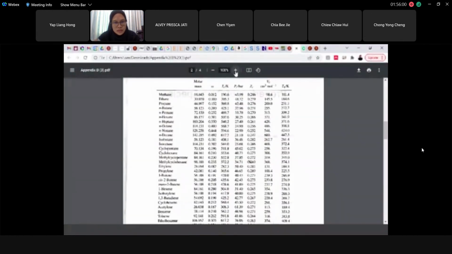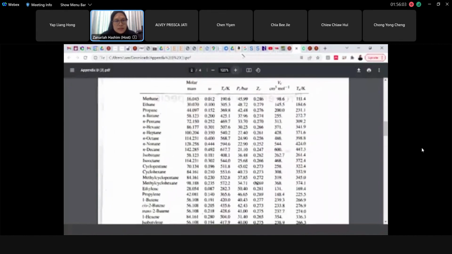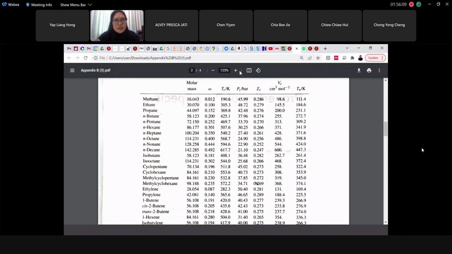Okay, so you can see that, right? So you have to refer to this appendix for all the constants, the critical parameters. So just now you had ethane. So you need to take the values for ethane. This is the omega, 0.1, and then you have the TC here in Kelvin, 305.3, and PC is 48.72 bar. So you have to take these values before you can do the calculation.